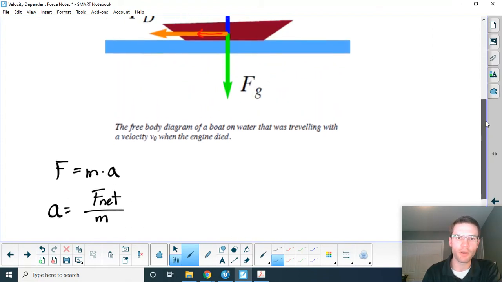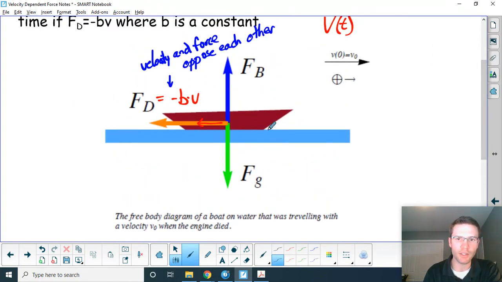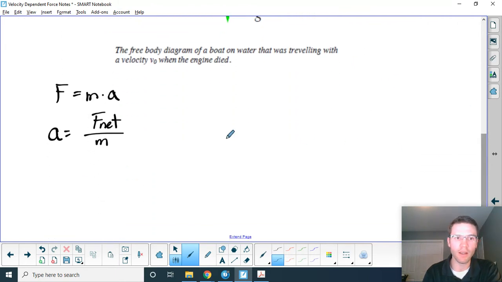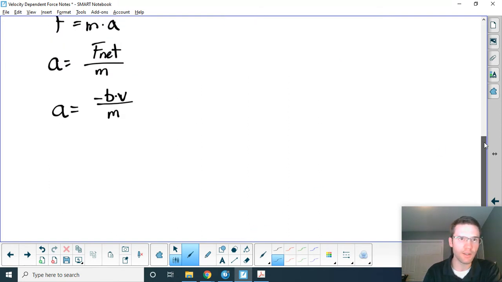So our net force, we only care about the x direction here. We'll call this the positive x direction, and this is the negative x direction. And that means my net force in the x direction is just going to be this force, negative b times v. So my acceleration, a, equals net force, negative b times v, over my mass. That's your first step. And then we want to turn this into a differential equation.